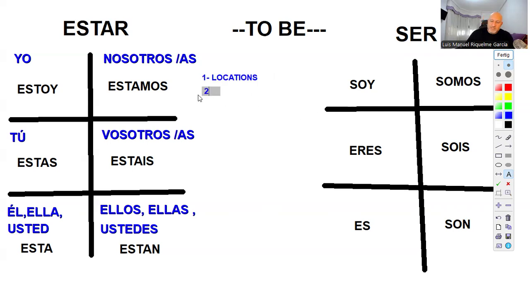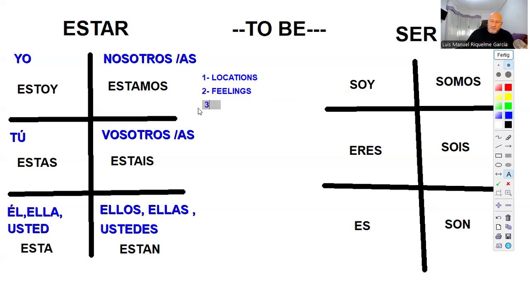More uses. Second main use is feelings. We use estar to talk about how you feel, how you are. I'm fine, I'm okay, I'm sad, I'm happy today, I am a bit tired today. All those feelings. I'm a bit depressed, I'm excited about something. All those feelings will always be said with estar, never with ser.